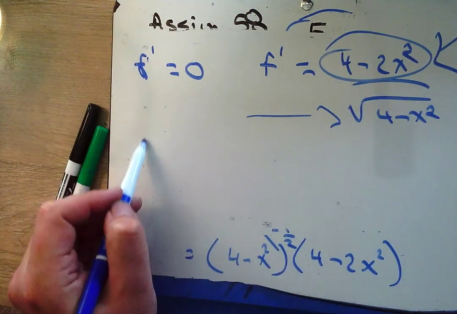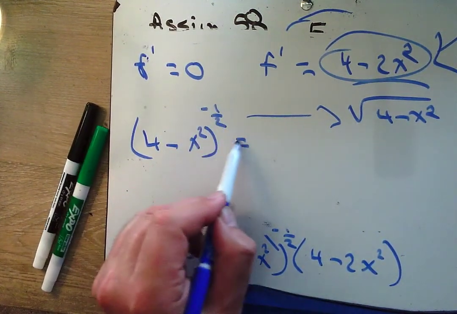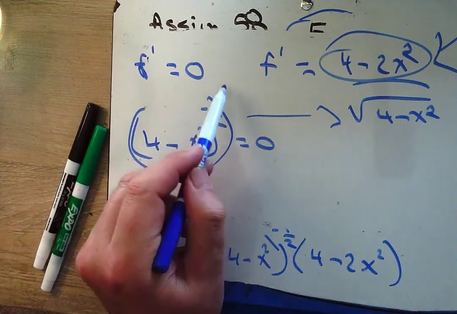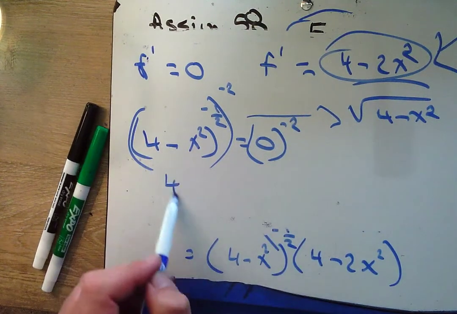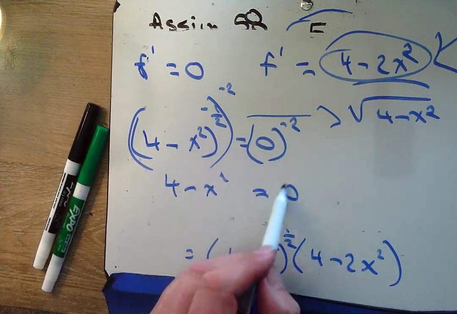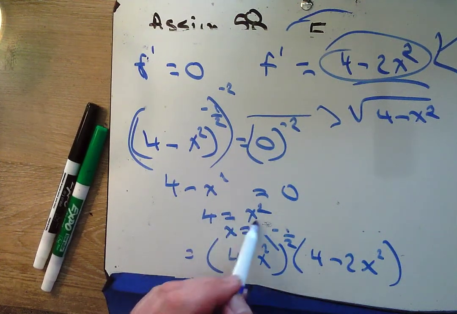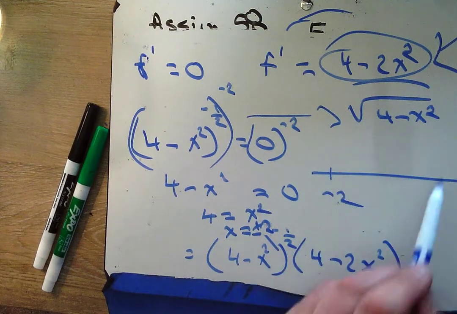So setting all of this equal to 0, that's going to get me all that stuff. Now, (4 minus x squared) to the negative 1/2 equals 0. You know, with rational exponents, I'm raising both sides to the negative 2 power. And over here, I get 4 minus x squared equals 0. I get 4 equals x squared, and I get x equals plus and minus 2. So I've got plus and minus 2.